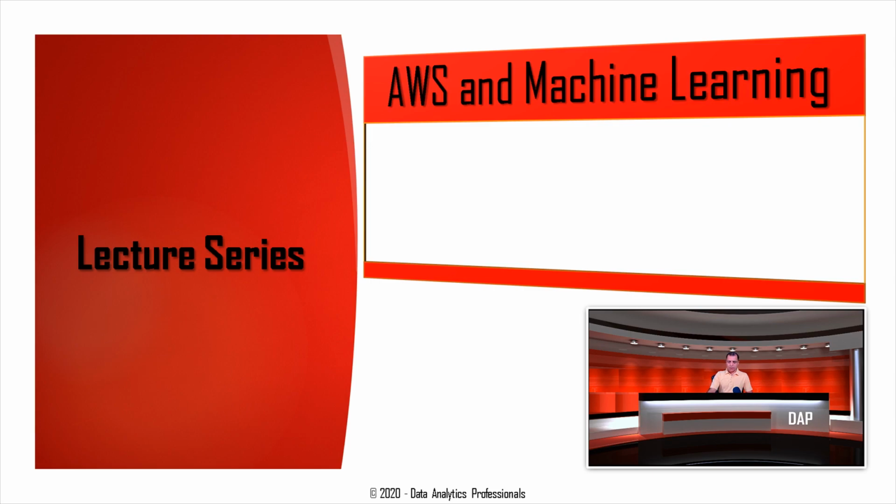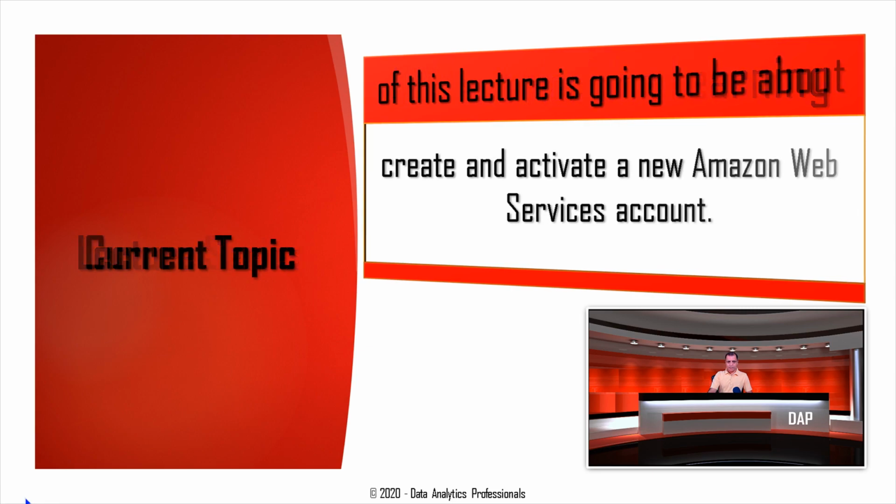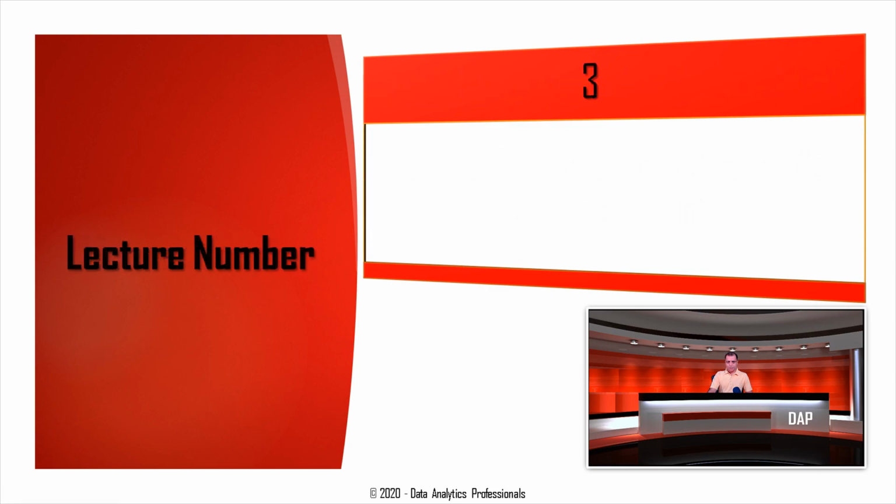Now, just to remind all of you, this is a lecture series on AWS and machine learning. The current topic of this lecture is going to be about creating and activating a new Amazon Web Services account. This is lecture number 3 in this series.